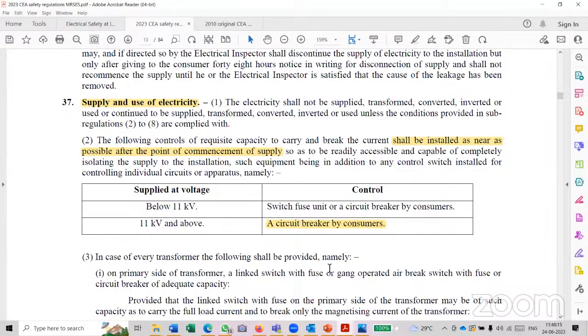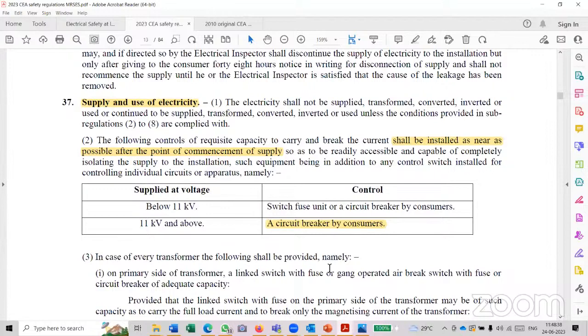Yes, coming back to your question, this indoor type VCB costs around 5 lakhs, whereas an AB switch with the HRC fuse costs around 1.5 lakhs. And if you are putting up the breaker on a pole, that is outdoor type, even then the cost difference is very big.